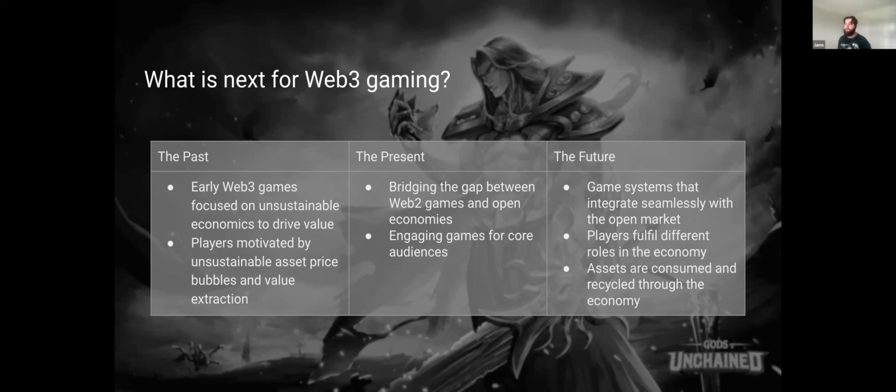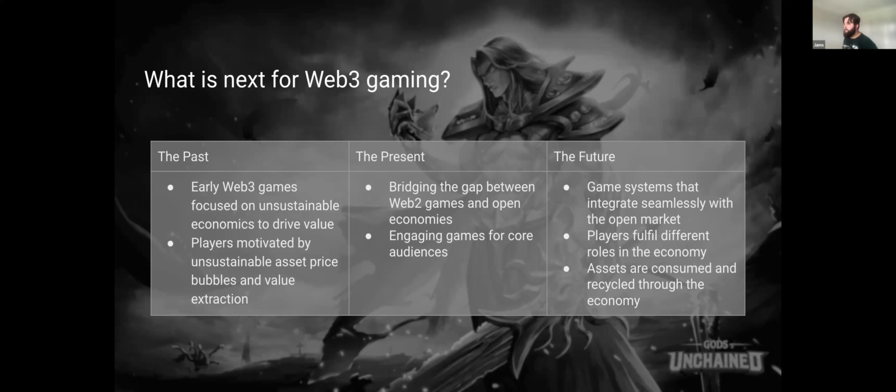Once more games enter the space that achieve that outcome, we'll be able to start growing the audience faster and faster. We'll be able to bring users into the Web3 space from Web2 gaming and start having them understand why these games are valuable and interesting for them to engage with. And in the future, that's where I'm probably the most interested, because I can see all of the potential for games that engage much more deeply in the Web3 aspects.